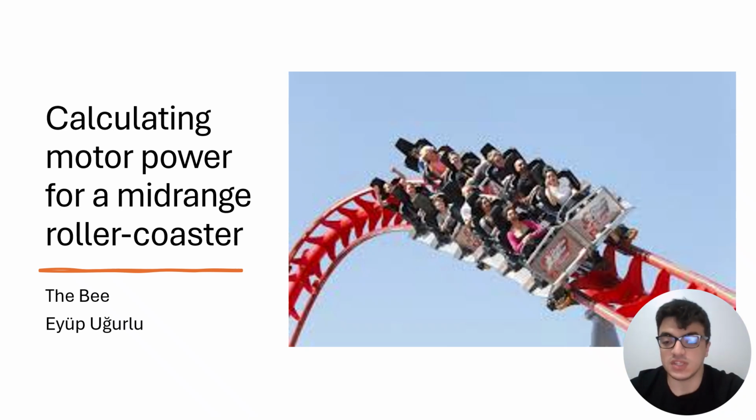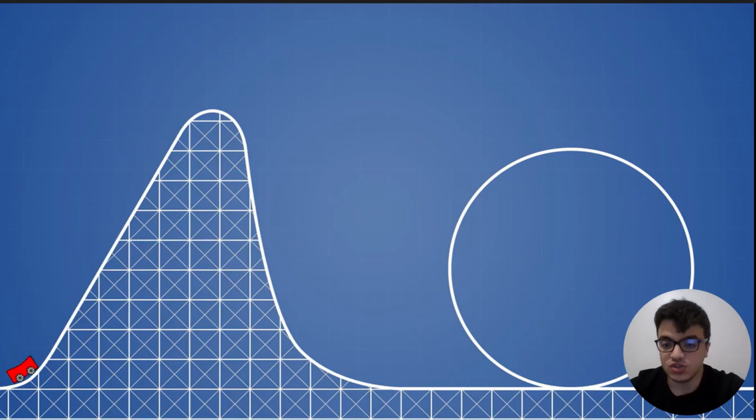Today I will present my project on motor power for a roller coaster. First, the train climbs a ramp using motor power. At the top, the motor turns off and the train speeds up due to gravity. Then it goes through a loop and continues on the track.